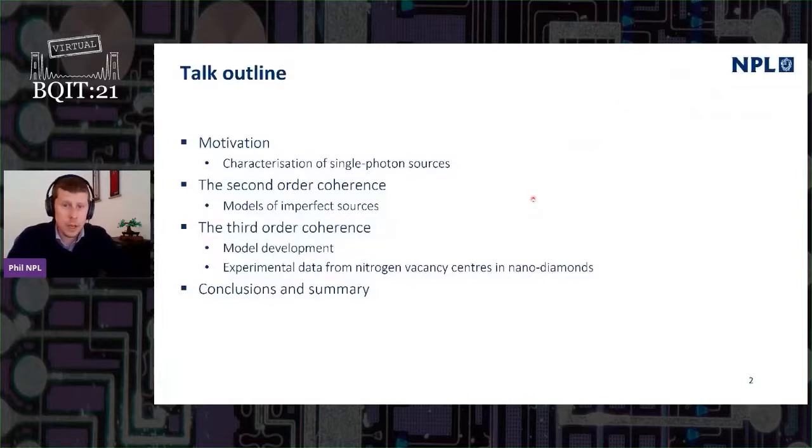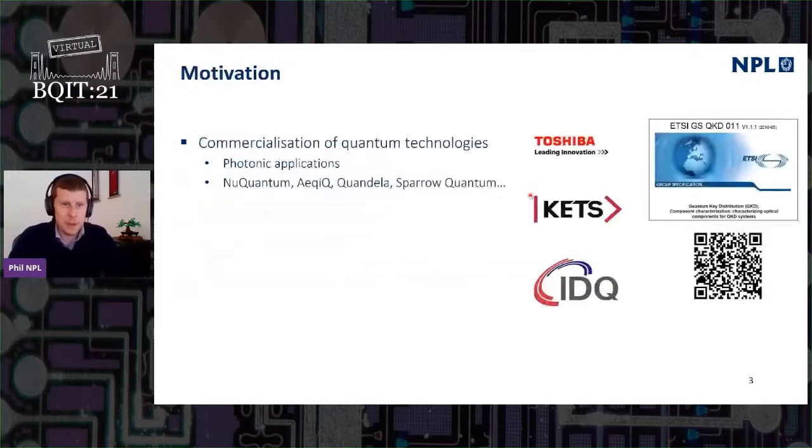So within the talk, I'll go through why we're interested in characterizing single photon sources particularly. I'll talk about the G2 function. This is the second order coherence of photons. And I'll go through this quite slowly so we can all follow along. And then I'll develop this into a model for the third order coherence, which is less often considered. And we'll look at what questions it can answer that perhaps the G2, the second order coherence, can't. So we'll develop a model, and I'll apply that to some early experimental data that we've been taking. Then we'll have some conclusions and summary.